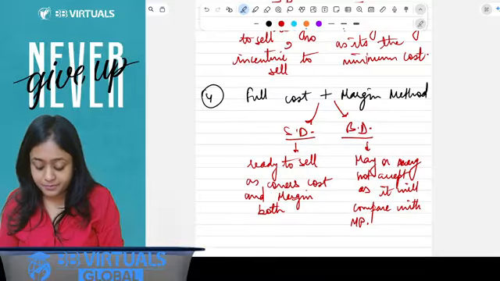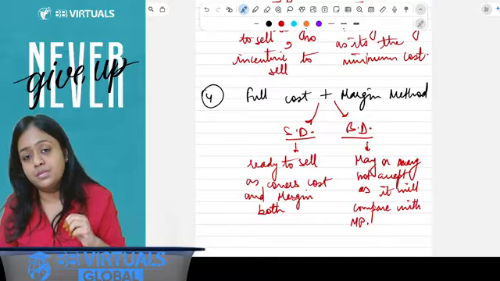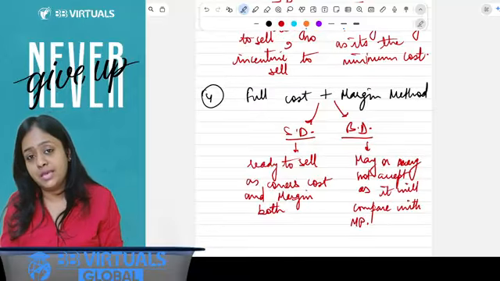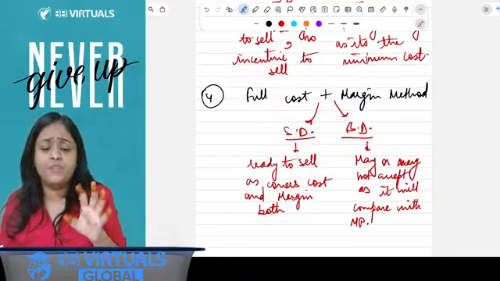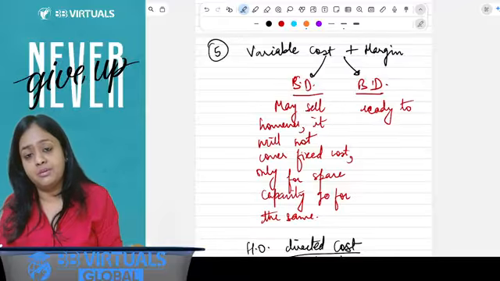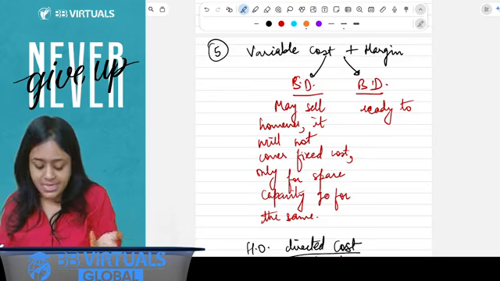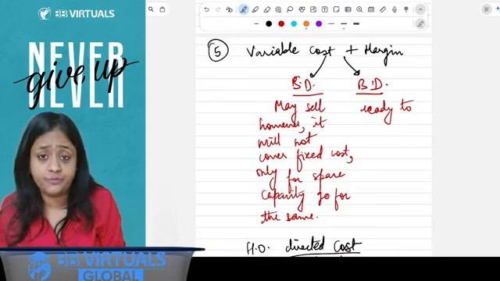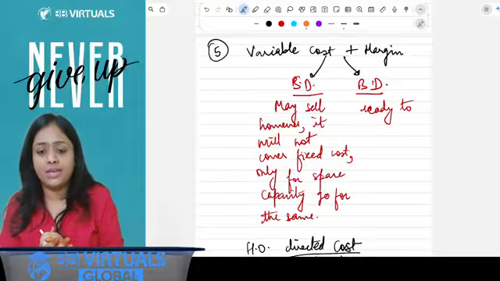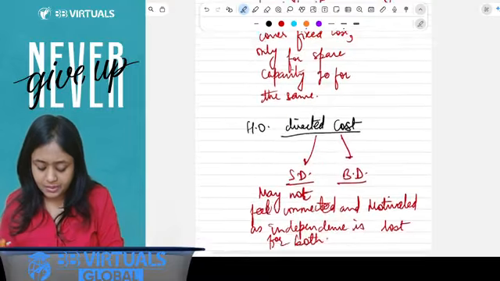That means full cost plus margin. No, sorry. There's one more method, full cost plus margin method, where on the full cost we add a markup. Selling division will be happy to sell. Buying division will be happy to buy if it is lower than the market price. Again, on the same lines, we can have variable cost plus margin method. Yes, selling division may be happy to sell because it has some margin, but if it is not covering the fixed cost, then they may not be happy to sell. However, I think buying division will be ready to buy because it will certainly be lower than the market price.